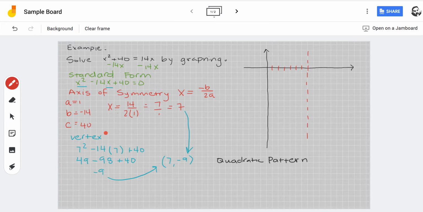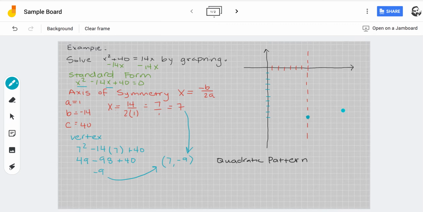Second step, what we want to do is take that (7, -9) and plot that. So we're going to go down 9 spaces, 1, 2, 3, 4, 5, 6, 7, 8, and 9. And we're going to place a point right there. All right, so that sets up the first 3 steps: standard form, axis of symmetry, followed by the vertex.